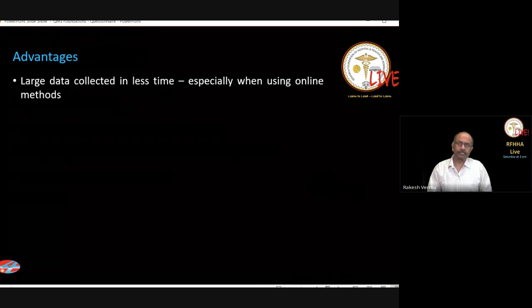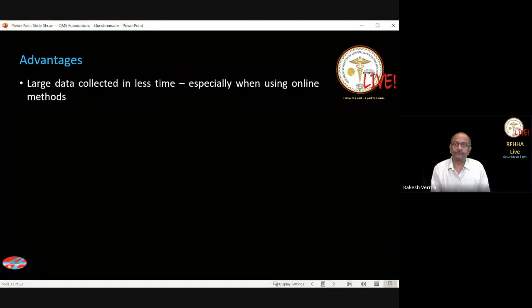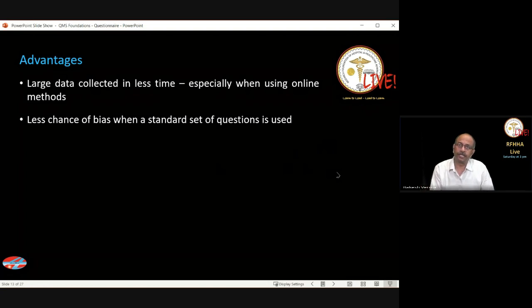Now, what are the advantages of using a questionnaire? A questionnaire allows you to collect a large amount of data in a very short time. Especially if you have designed a very good questionnaire and you are administering it using online methods, then you can administer it to hundreds or maybe thousands of people with very little effort. That's the advantage, because all those respondents get the same set of questions, and you get data which is of reasonable or high quality.